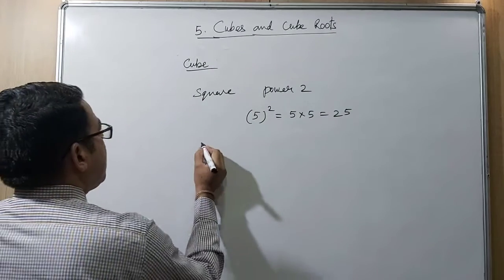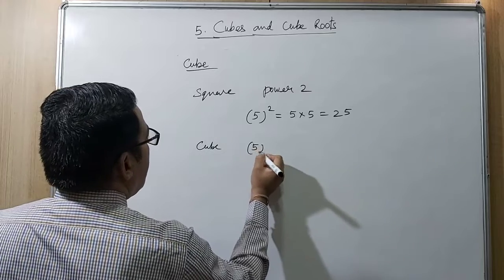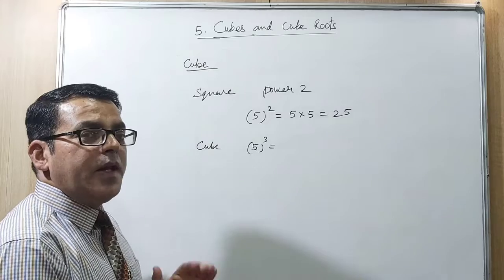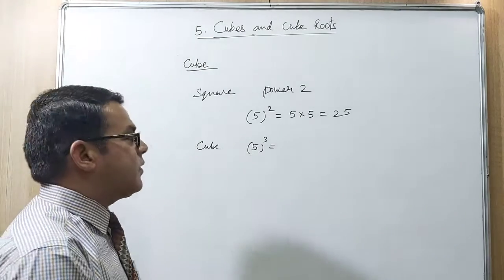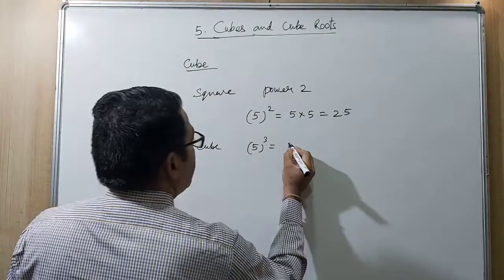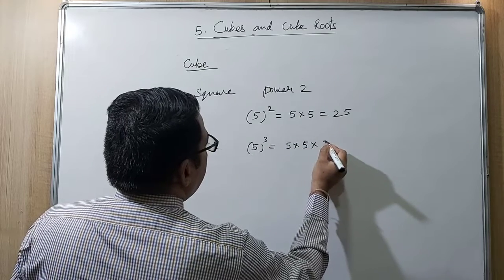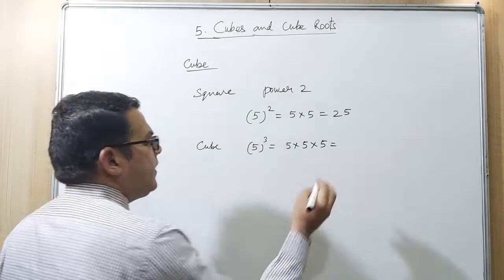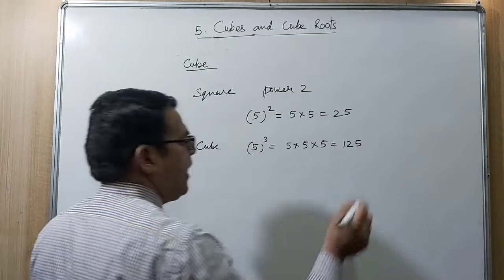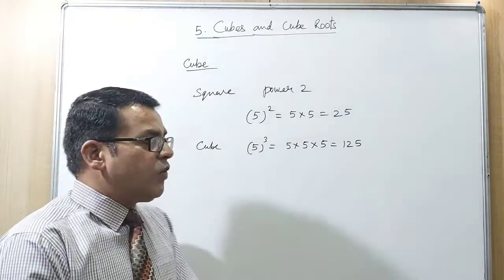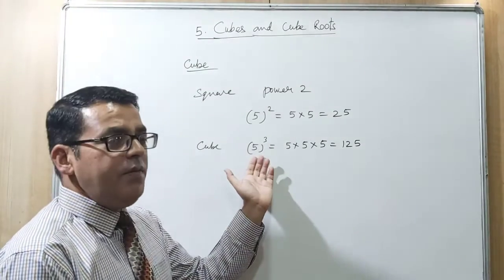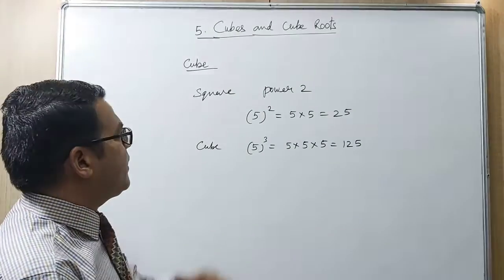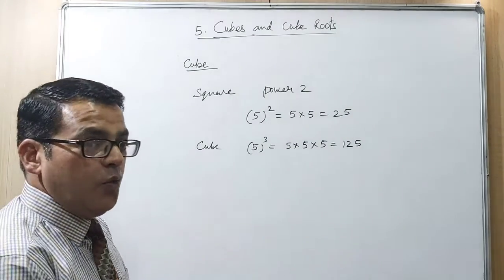In a similar manner, cube is power of 3. It means if we multiply a number by the number itself thrice, then we get the cube of the number. So if we multiply 5 with 5 thrice, after multiplying all these, what do we have? We have 125. So 125 is the cube of 5 and 25 is the square of 5. So this is the difference between the square and cube.